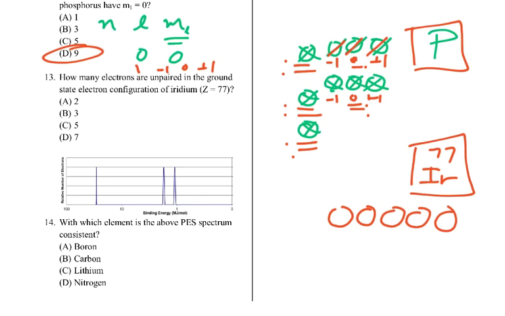Now, we don't have to worry about anybody besides the d orbitals because this is 5d, because everybody else is going to be paired up. So nothing else could be unpaired.